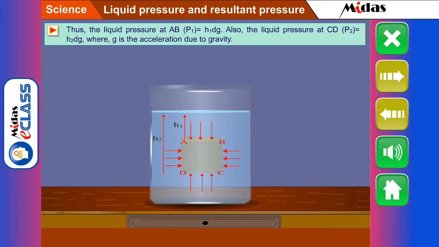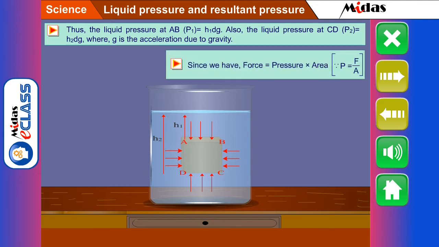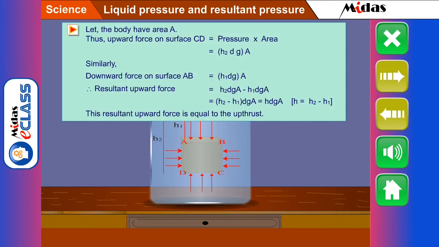Also, the liquid pressure at CD, denoted by P2, is equal to H2 dg, where g is the acceleration due to gravity. Since pressure is equal to force by area, force is equal to pressure into area. Let the body have an area A. Thus, the upward force on surface CD is equal to pressure into area, which is H2 into d into g into A.